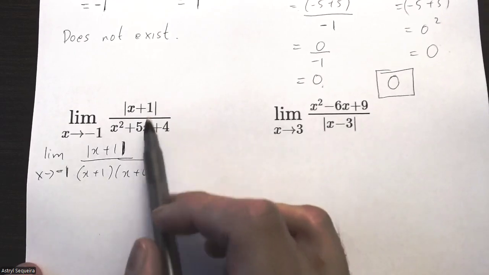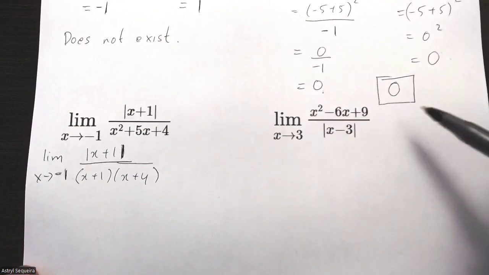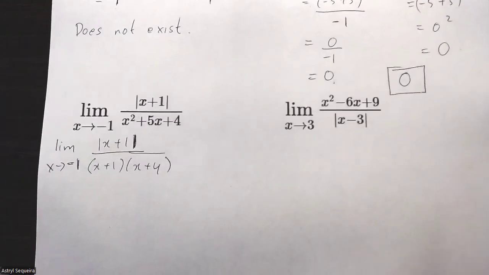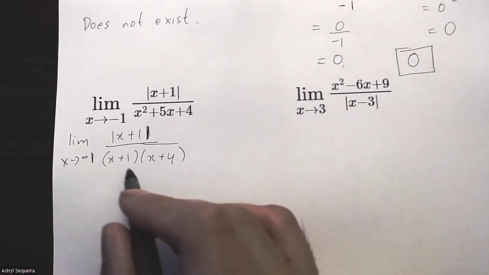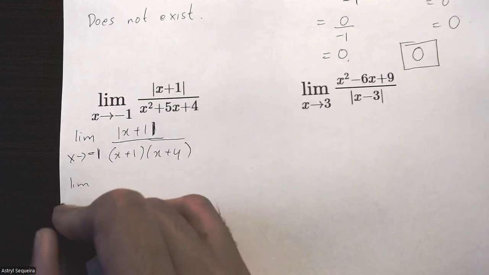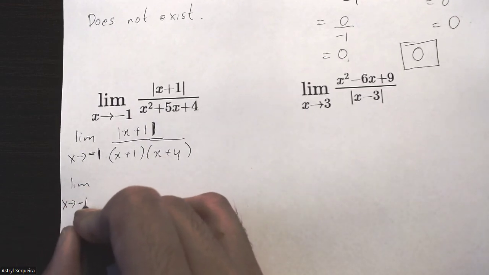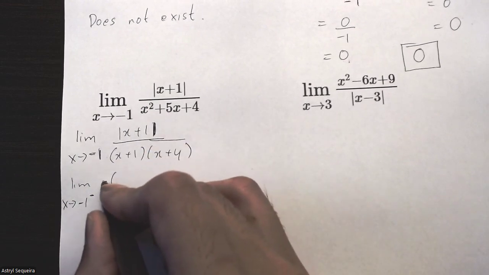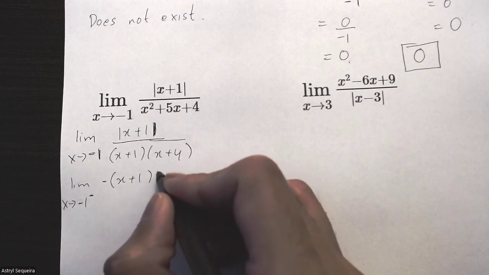Also, if I subbed in the original limit into this, I would get 0 over 0. Same for this last question. Same for that one there. They are all indeterminate cases. So now I'm going to split it into my left side and right side limit. So x approaches -1 from the negative side. I'll replace the absolute with a negative and a bracket.